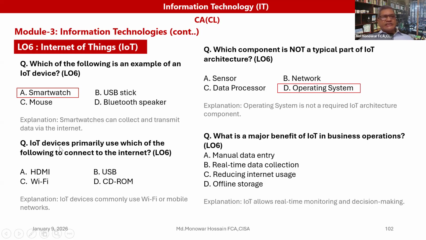Internet of Things devices primarily use which of the following to connect to the internet? Wi-Fi. IoT devices commonly use Wi-Fi or mobile networks. Answer C. What is the major benefit of IoT in business operations? The major benefit is real-time data collection. So IoT allows real-time monitoring and decision-making. Answer B.